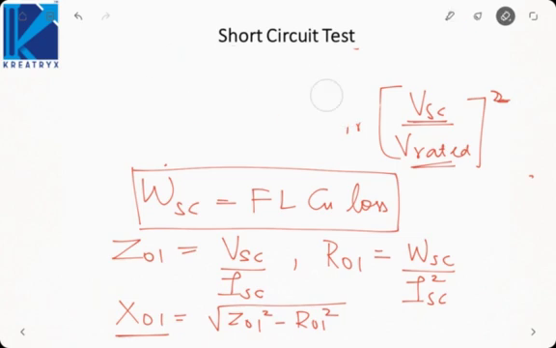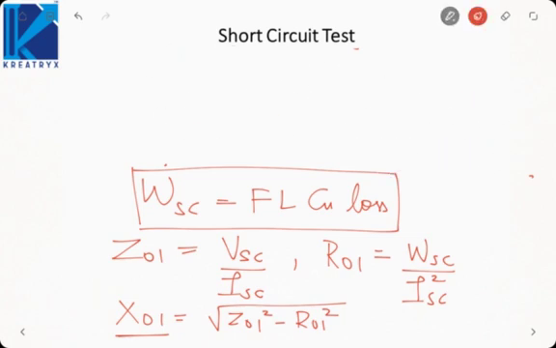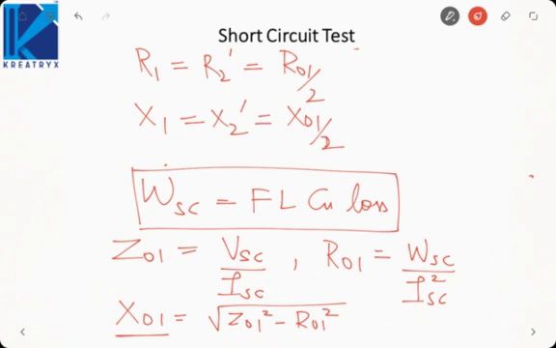So if we want to find the individual, what we do is we make an assumption that R1 will be equal to R2 dash, which will be equal to R01 by 2. Similarly, X1 would be equal to X2 dash, which is equal to X01 by 2. We consider both the parameters as half of the equivalent parameters. That is a valid assumption if you want to find the equivalent resistance and reactance. But we can never find the actual values. Why? Because we can only find the equivalent parameters from the short circuit test.